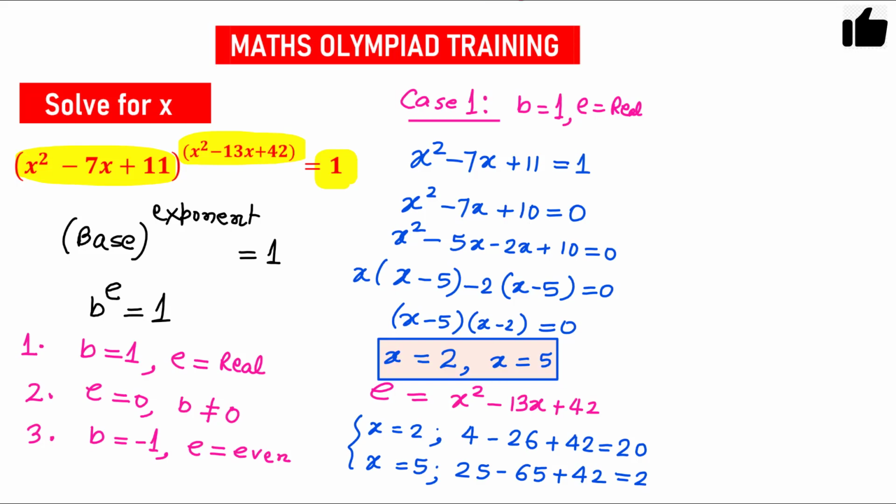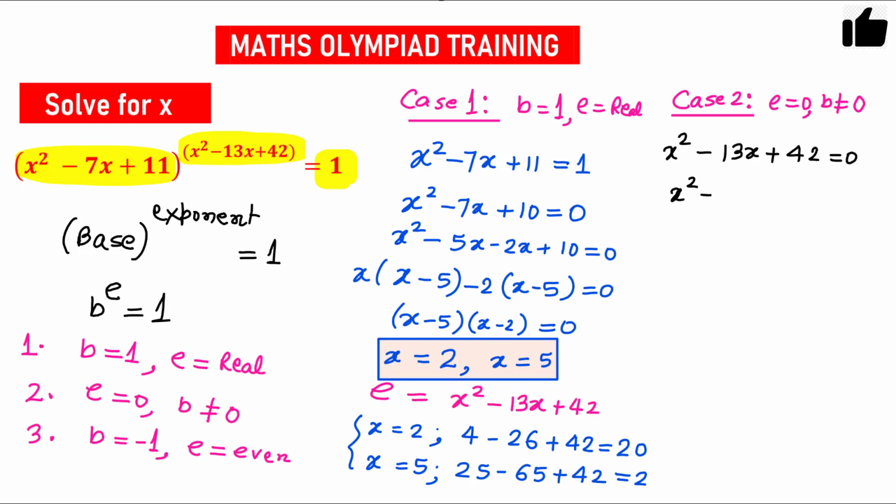Now let us consider case 2. In this case what we have said is that e is equal to 0 but the base is not equal to 0. So let us consider this case. The exponent is x square minus 13x plus 42, and this is equal to 0. Now once again I have to factorize this.